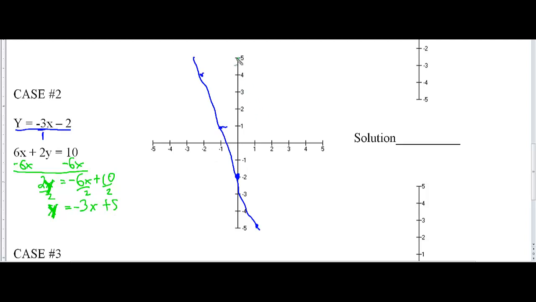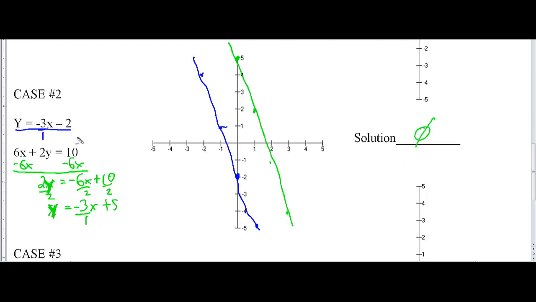So I'm going to go to my 5 there. I'm going to go down 3 over 1, which happens to be the same slope as the equation up here. Down 1, 2, 3, and over 1. Down 1, 2, 3, and over 1. Again, having a ruler is probably very beneficial here, but I think you can see what the solution is. The solution is that there is no solution.